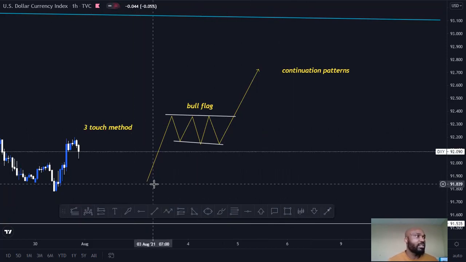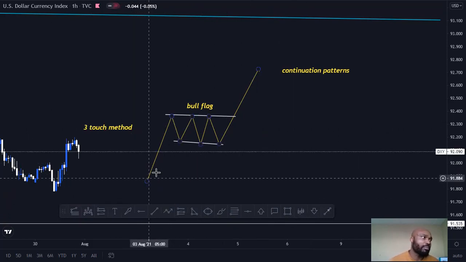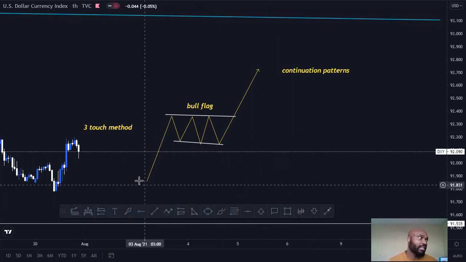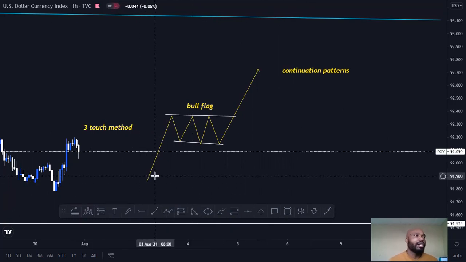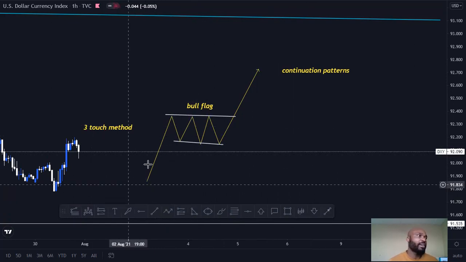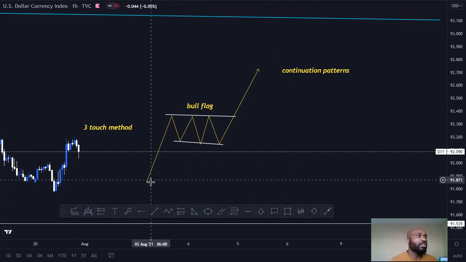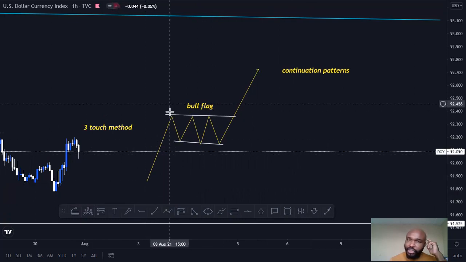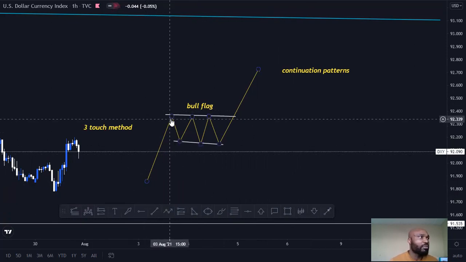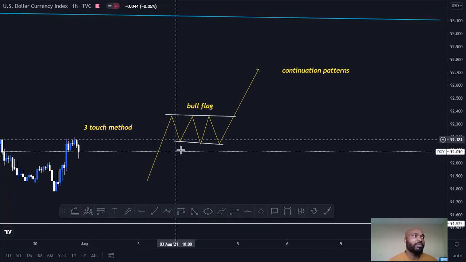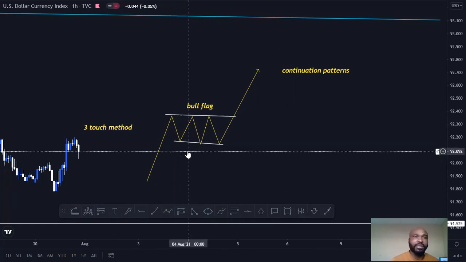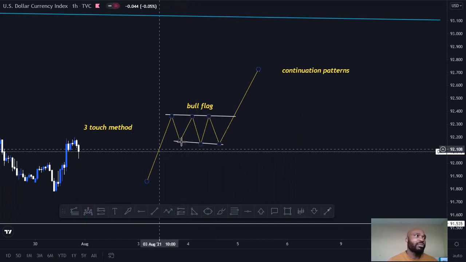Okay, let's take, for instance, you missed the entry when it broke out of a certain structure, whatever structure you were looking at, you missed the entry. You can't just jump in the middle of this impulse move, okay? You can't jump in the middle of the impulse move. So what you'll be waiting for is a continuation sign. When you have an impulse move, you're waiting for price to give you a continuation sign. It can be on the 15 minutes, it can be on the 1 hour time frame. But the most important thing is you're going to be waiting.